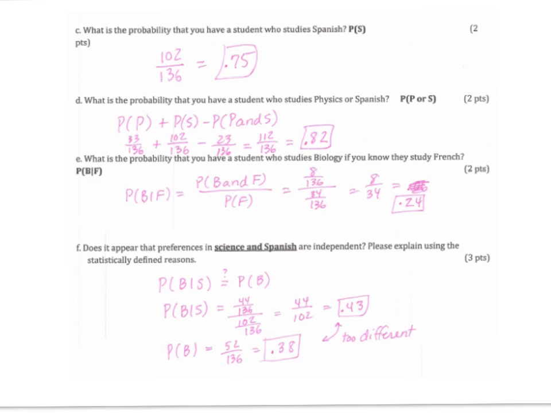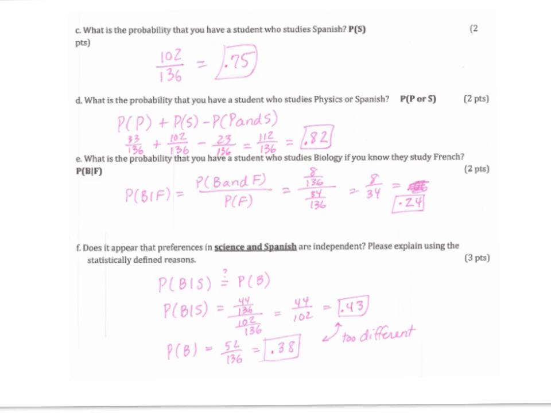Okay, and on the last page, a lot of you just put down numbers. It was hard if you got the number wrong to give you any partial credit. So probability of taking Spanish is 102 out of 136. The OR statement, again, is P of P plus P of S minus P of P and S. Quite a few people forgot that subtraction here and gave me the 135 out of 136. And then the conditional, intersection at the top divided by probability of F in the denominator, gives you the 0.24.